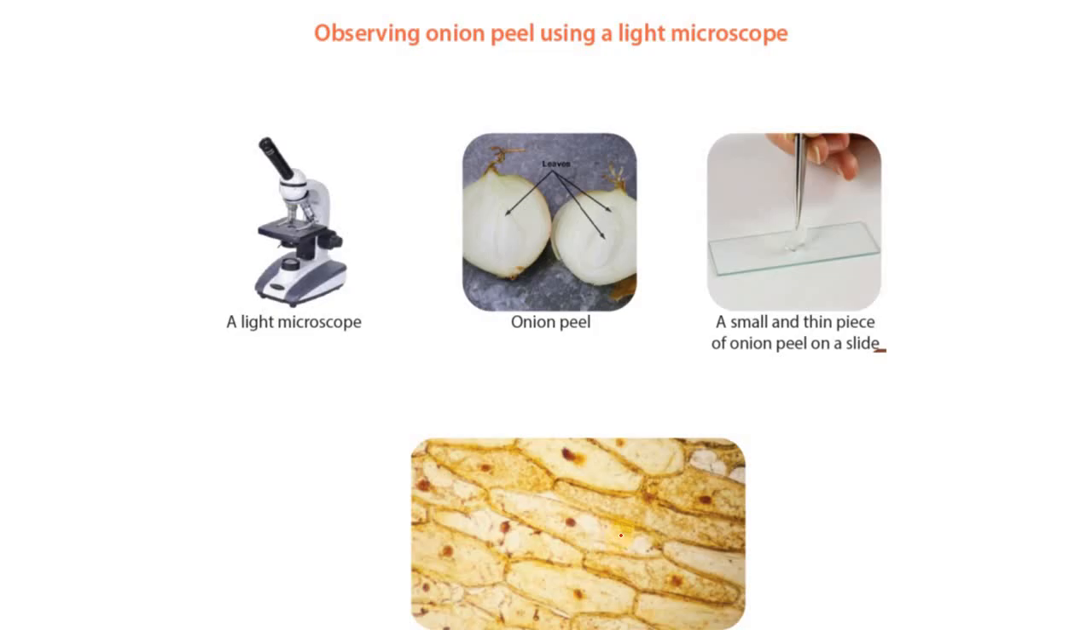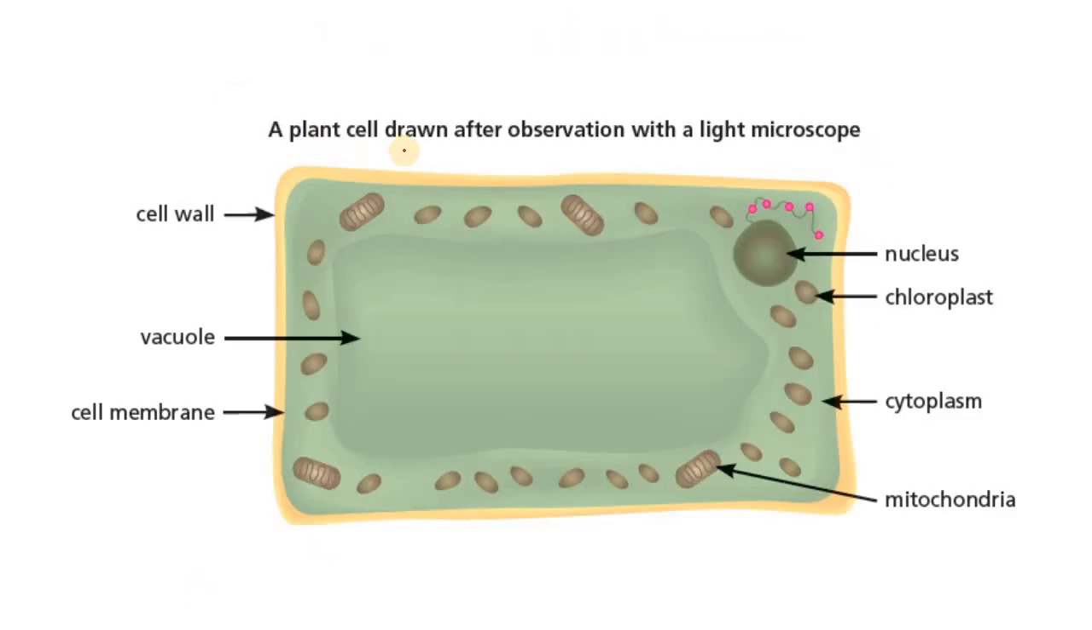Here you see, what do you observe? See this structure? This is a cell. Okay, yet another structure. So you see various cells. What do you observe? You observe that the cells are together in blocks like this. Okay, here you can see a plant cell drawn after observation with a light microscope.